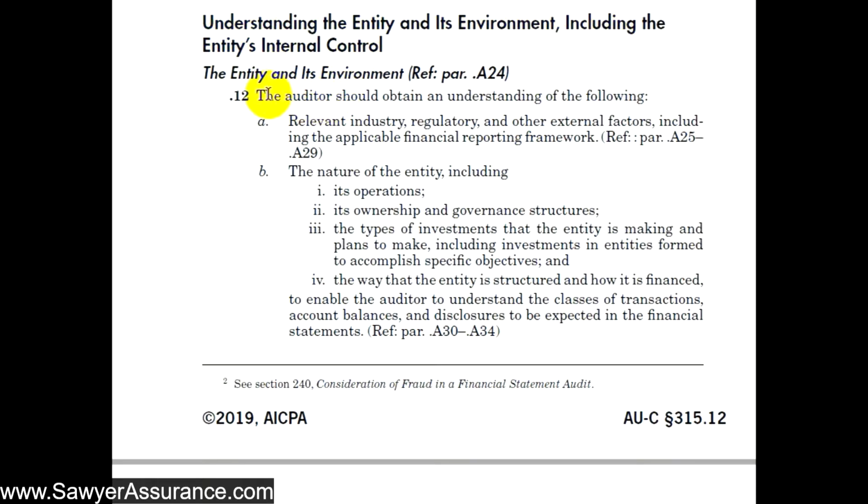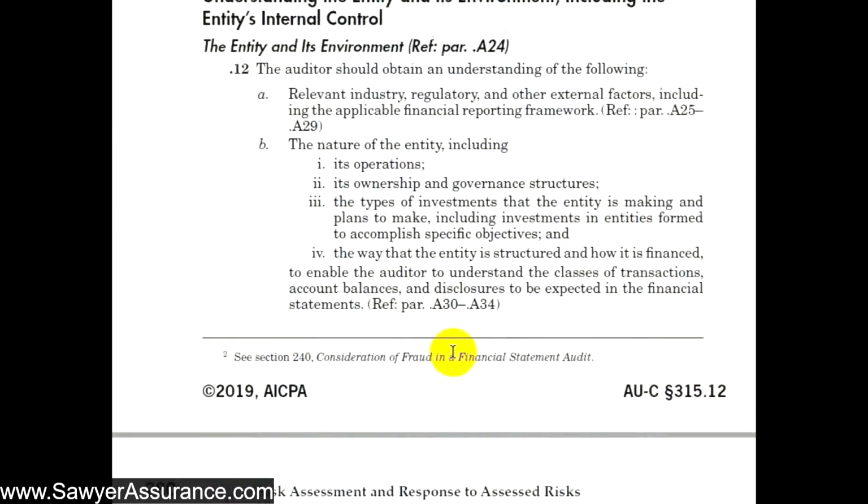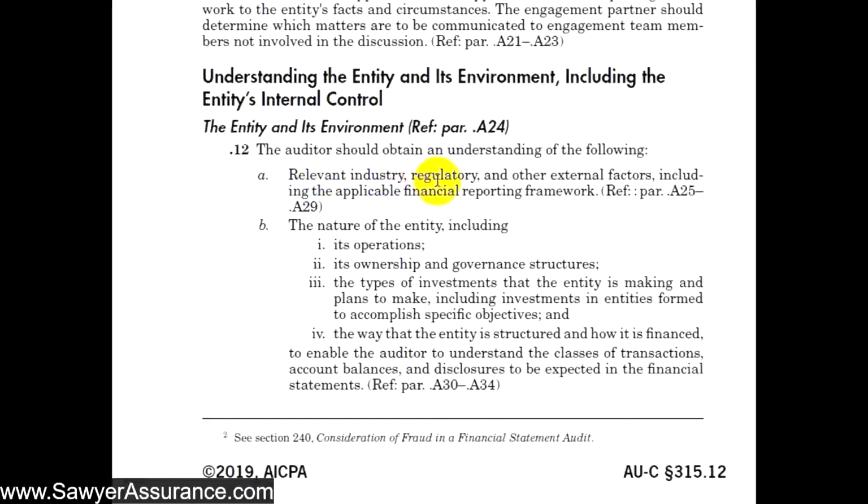And as we saw yesterday, we're required to gain an understanding of several different aspects of the business, from its industry and regulatory environment to the nature of the entity, as well as their accounting policies, objectives and strategies, and the measurement and review of their financial performance. And yesterday we talked about the industry and regulatory environment. So today we'll talk about the nature of the entity.